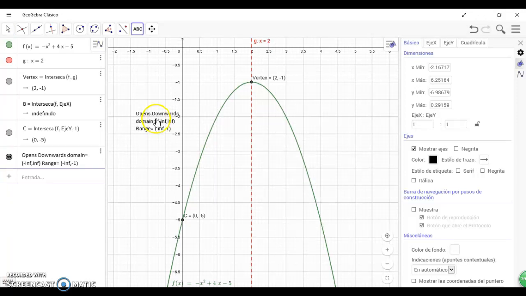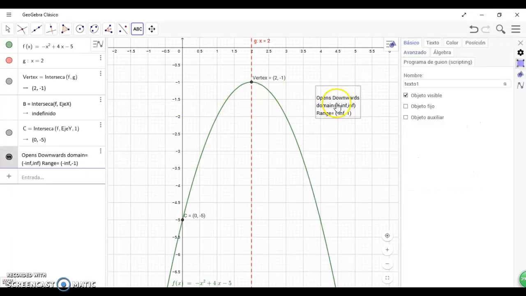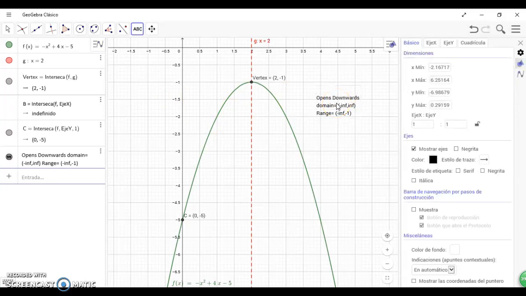So the text will be in here. So that is everything. Thank you for your attention. Hope you learned how to graph in Geogebra.